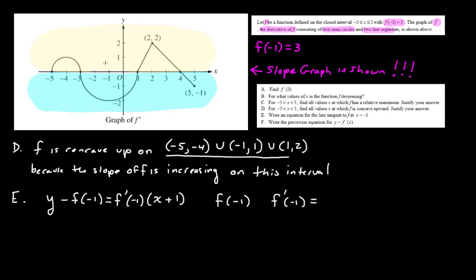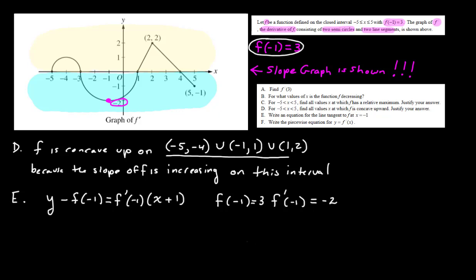If I come over to the graph at -1, this is a semicircle, and so since the radius is 2, this point here has a y value of -2. So where does that go? Does that go with f of -1 is -2, or does that go with f prime of -1 equals -2? Well, since this is the slope graph, that goes with this one. So now I need f of -1, and the only way that I know that information was because it was given.